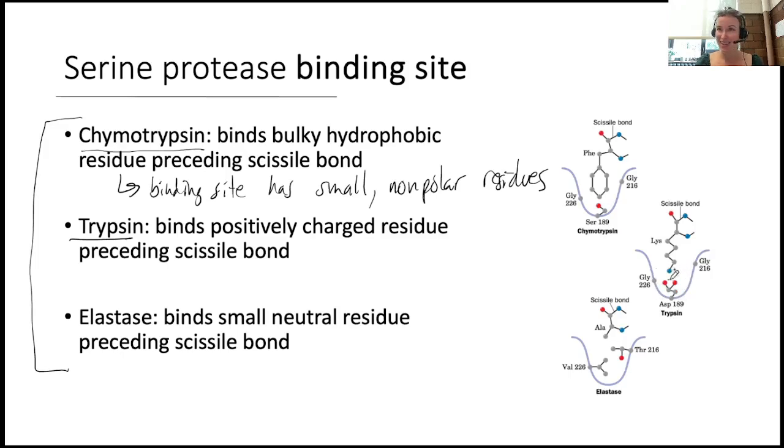But interestingly, now we have a negatively charged amino acid. So this is definitely bringing in Coulomb's law here, folks. If we have a positively charged amino acid to bind, a negatively charged amino acid would form a very strong, favorable, attractive association.